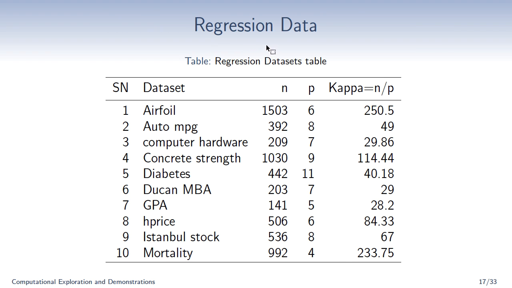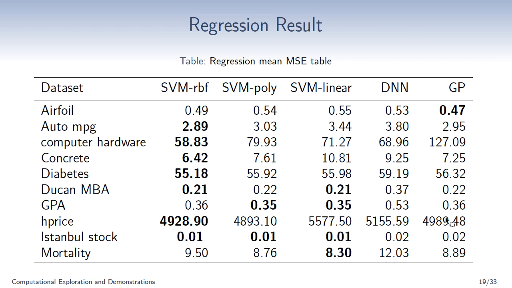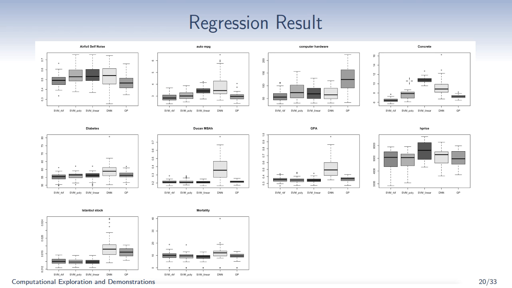So for the regression data set, there are 10 sets of them. And then this is the median mean square error table. In this table, we can see support vector machine with Gaussian kernel won 6 times, and deep neural network didn't win in this table. Gaussian process won twice. Here is the mean table. In the mean table, the winner is still support vector machine with Gaussian kernel, and unfortunately, deep neural network didn't win.